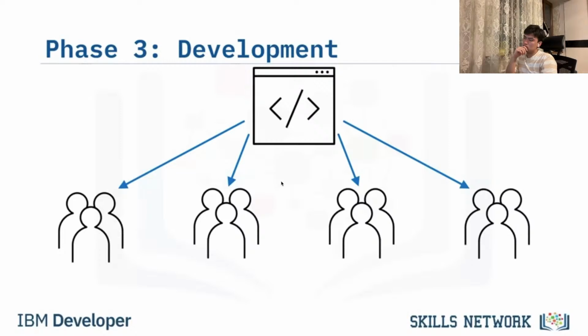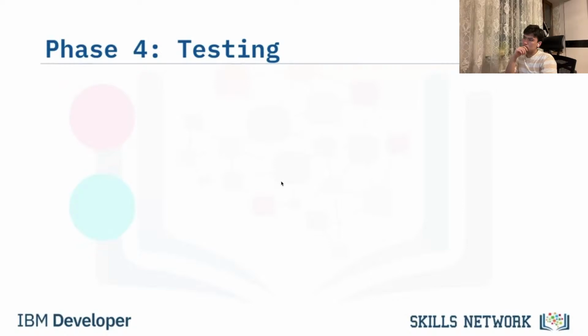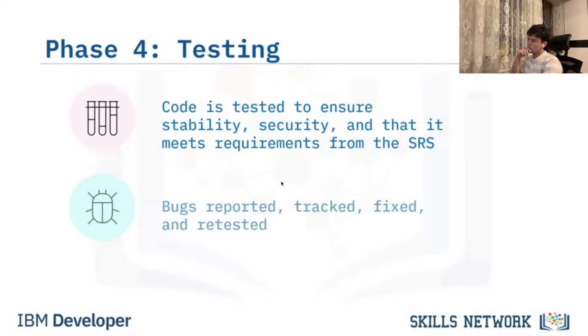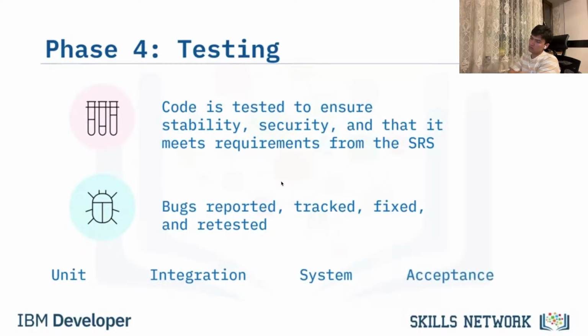The testing phase is next in the process once the coding is complete, and some large projects have dedicated testing teams. Code needs to be thoroughly tested to ensure it is stable, secure, and meets the requirements outlined in the SRS. Testing can be manual, automated, or a hybrid of both. Product bugs are reported, tracked, and fixed, and the code is retested until the software is stable. Some common levels of testing include unit testing, integration testing, system testing, and acceptance testing. Each of these testing levels will be described in further detail in another video.